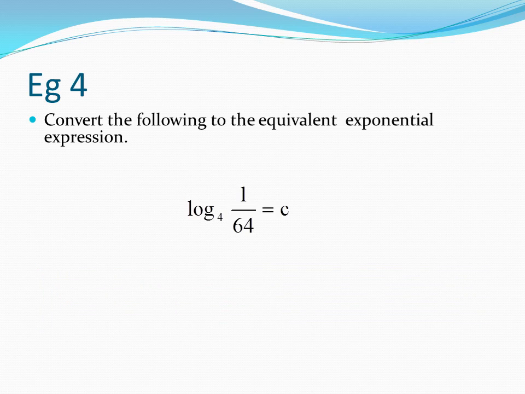Example 4. Okay, you're supposed to convert once again into index form. Alright, now I have log base 4. Okay, so 4 to the power of c. Okay, so it is equals to 1 over 64. Now moving on.